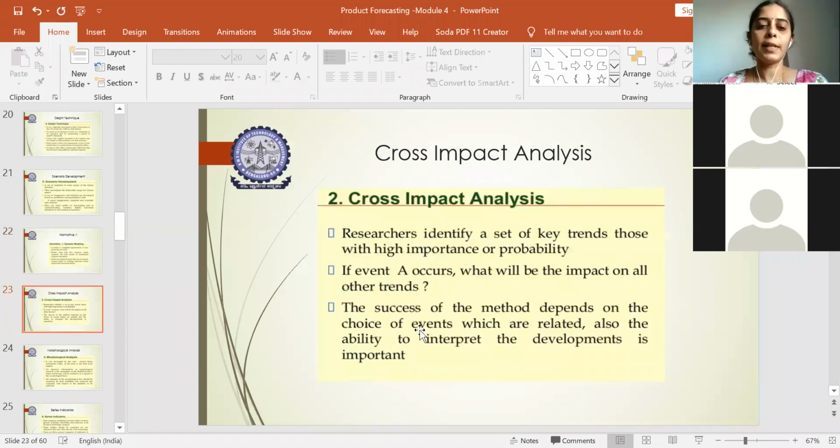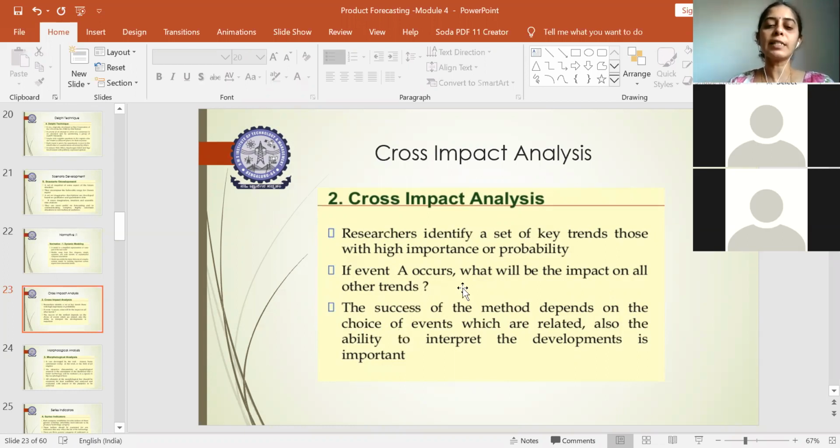Next is cross impact analysis. What happens in cross impact analysis? Here the researchers will identify a set of key trends, those with high importance or probability. Those of high importance will be identified as the key trends. Then, if an event A occurs, what will be the impact on all the trends? So first the researchers will identify the key trends for a particular product. When an event A occurs which affects a particular product, they will analyze the impact of these trends on the particular product.